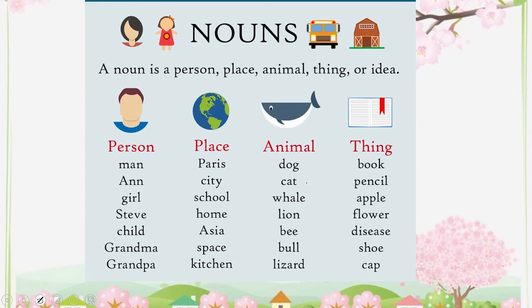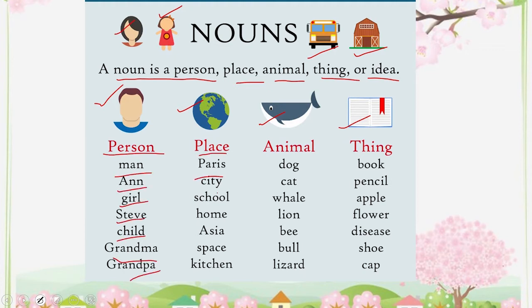Dear students, first we will discuss nouns here. As you can see, a noun is a person, place, animal, thing or idea. You can see a girl here, a woman, a bus, a house, a notebook, a fish, a globe, a man here. Person can be man and girl, Steve, child, grandma, grandpa.